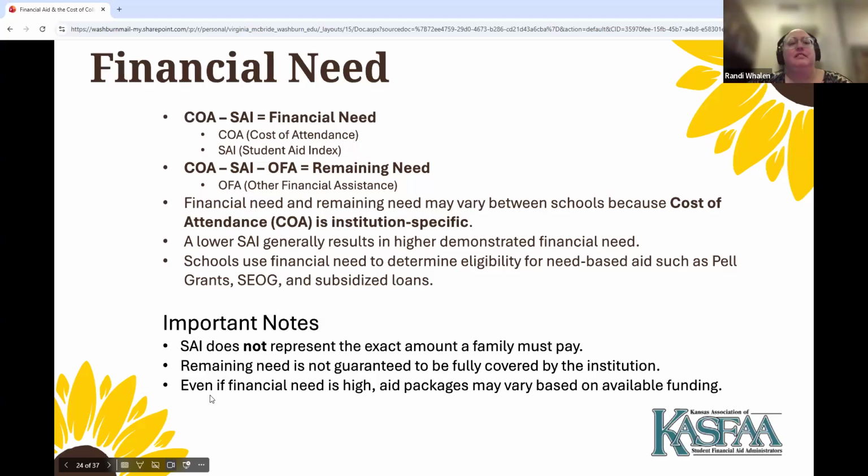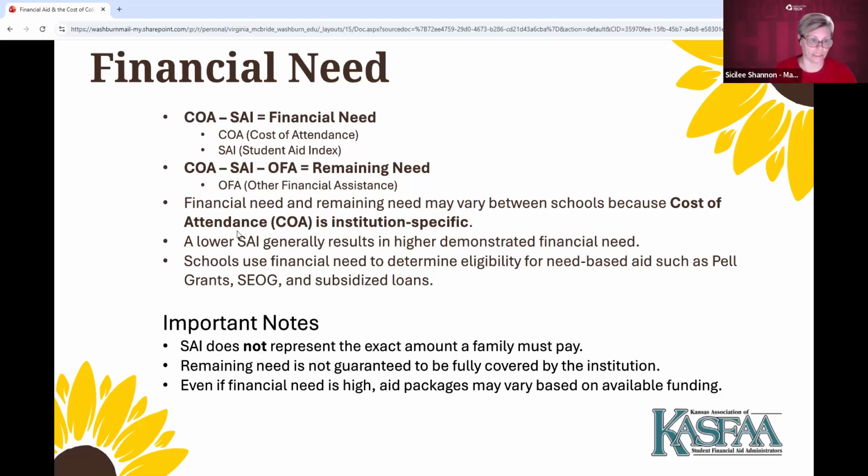When we look at financial aid need, or financial need, it is the COA, or cost of attendance, minus the SAI, Student Aid Index. That's going to equal the financial need. The COA minus the SAI, minus the OFA, equals the remaining need. As we can see, OFA is other financial assistance. Financial need and remaining need do vary between schools because cost of attendance is institution specific.